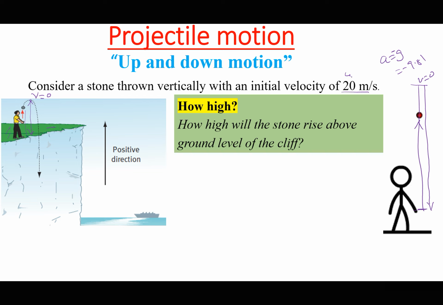But remember, our initial velocity was 20 in this case. So the acceleration is negative 9.81. The initial velocity is 20. At the highest point here, the velocity is equal to zero. So let's see how far it has moved from the point of projection to the highest point. So using equations of motion, we could use equations such as v squared equals u squared plus 2as.